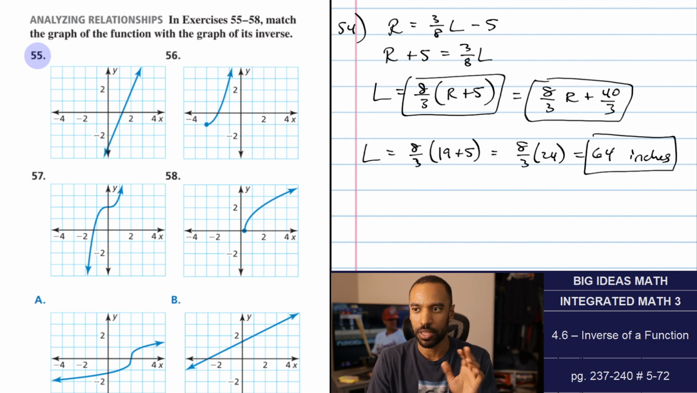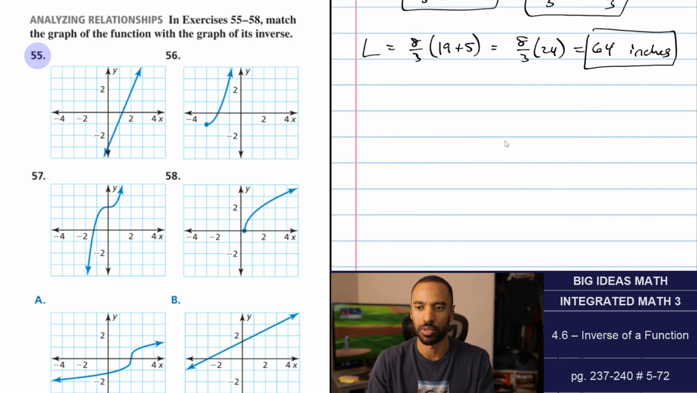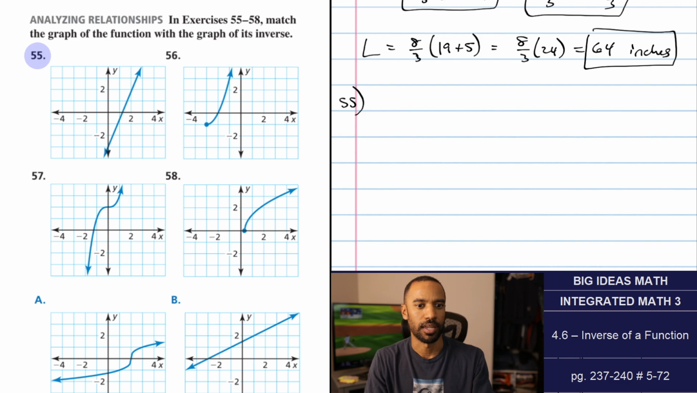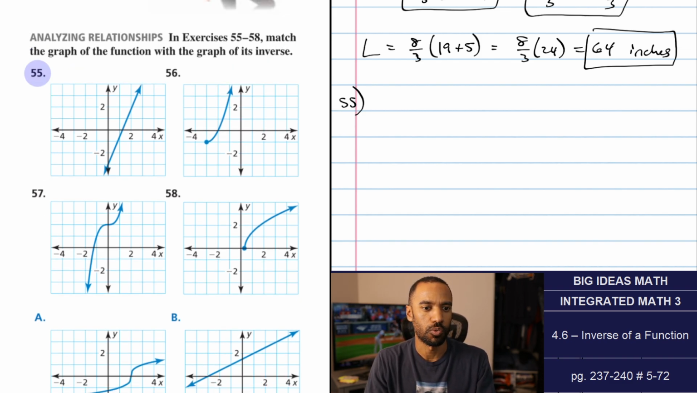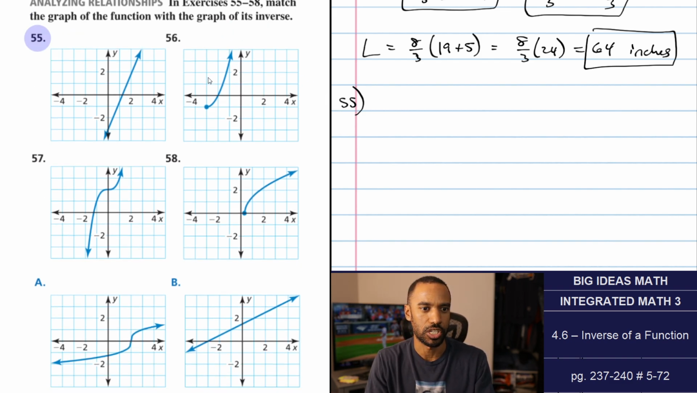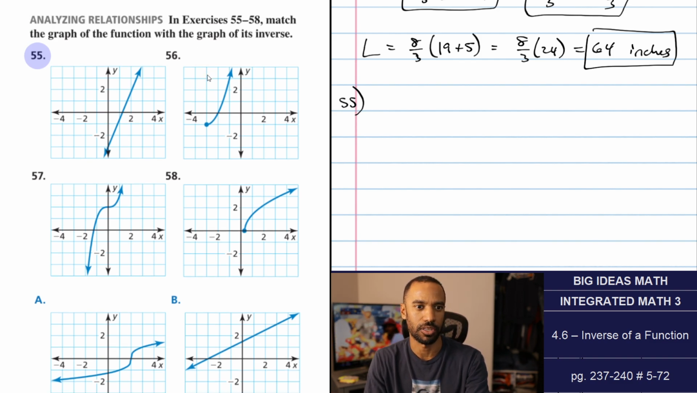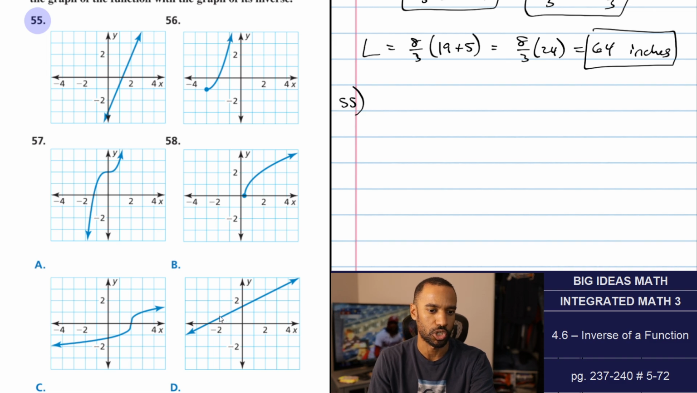We are solving for the other variable, but that's the extent to which we do those. All right, number 55 through 58, match the graph of the function with the graph of its inverse. Okay, there may be some cheating involved in what I would be able to do here as far as tracing right over the graphs, but I think it's more confirmation than anything else. They're not asking you to explain or anything, so I'm just going to show you straight up.